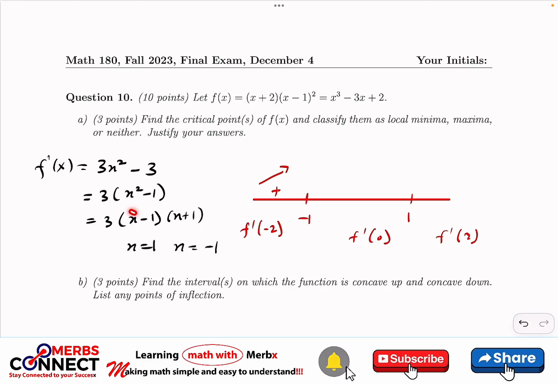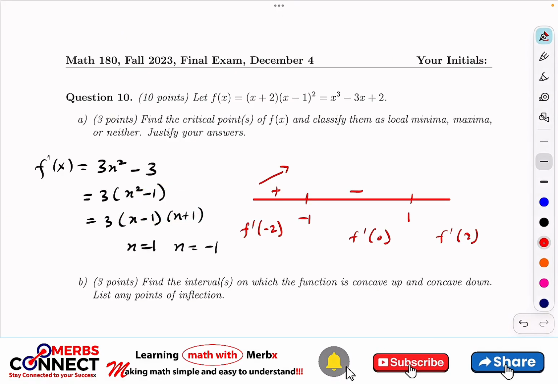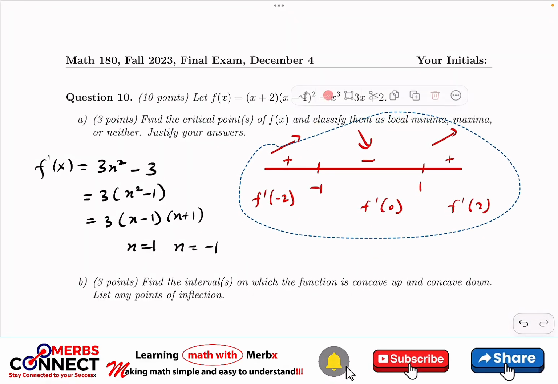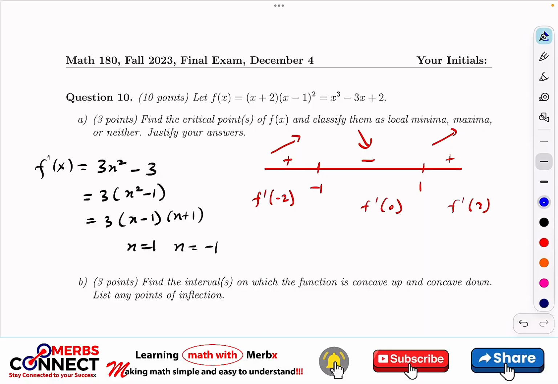Plug in 0, negative, positive, and this is going to be minus, so negative, decreasing. Plug in 2, 2 here, 2 here, everything will be positive, so this is positive and increasing. Oh, so this is nice. So what should be the minimum and maximum? So we have local max at x equal to minus 1, and local minimum at x equal to 1.